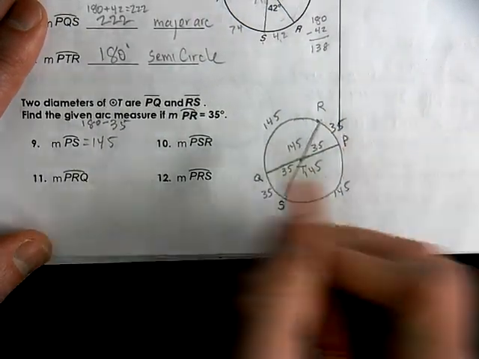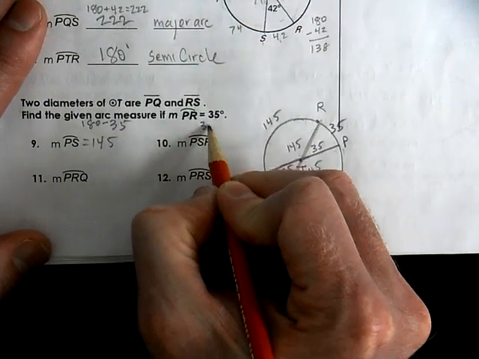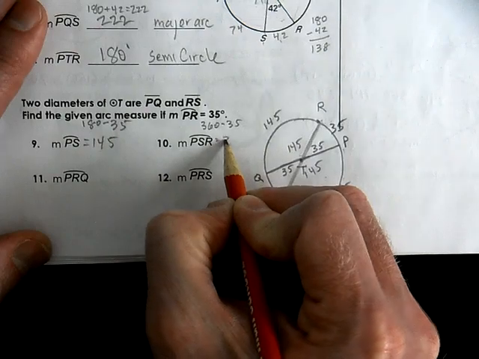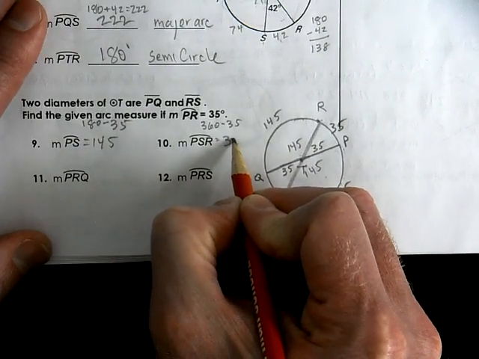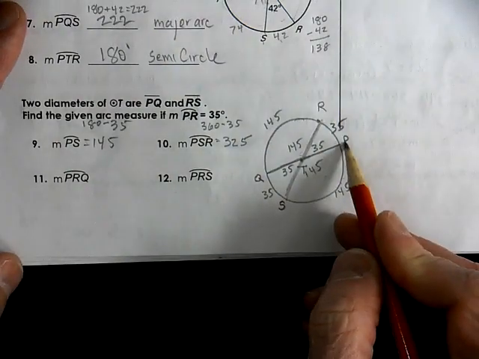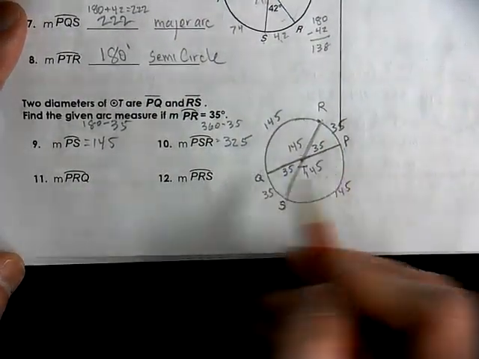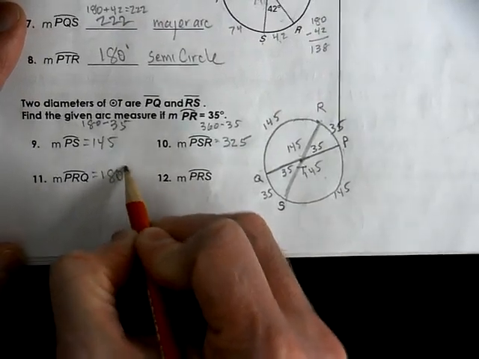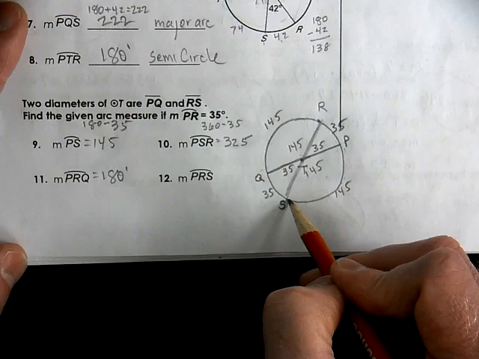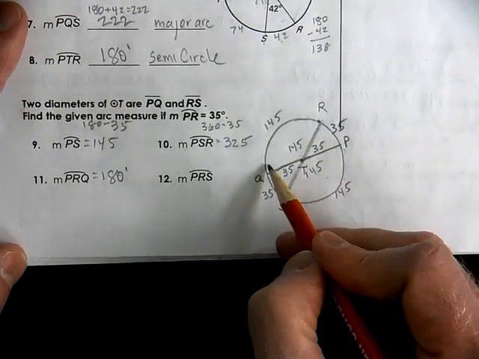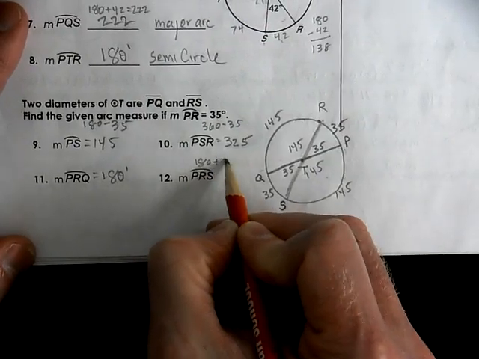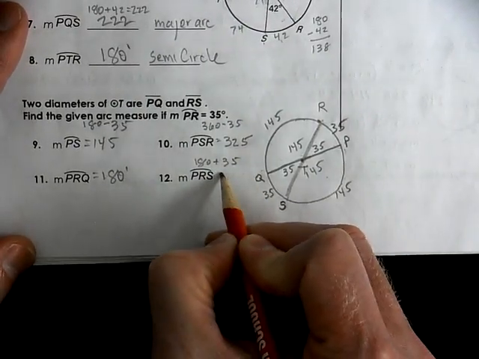PSR is everything but the 35. So 360 minus the 35. That looks like 325. PRQ looks like half the circle, so that's a semicircle. And PRS is 180, the semicircle, plus the 35. 215.